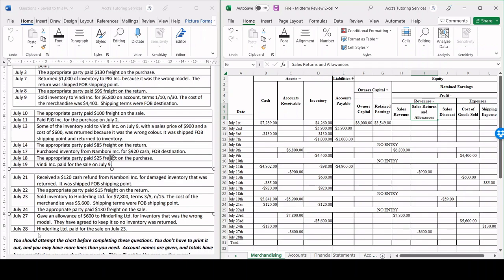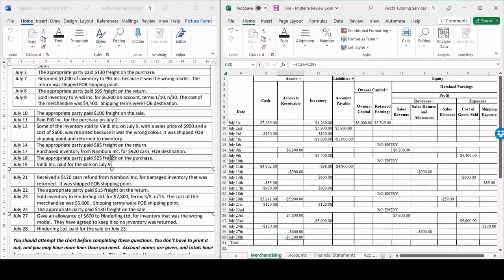Then on July 28th, Hinderling Limited paid for the sale on July 23rd. Let's go back to the transactions that impact this company. We sold inventory for $7,800, but we give $600 allowance. So in reality, they owe us $7,800 plus negative $600, $7,200. So we're going to reduce the accounts receivable by negative $7,200.